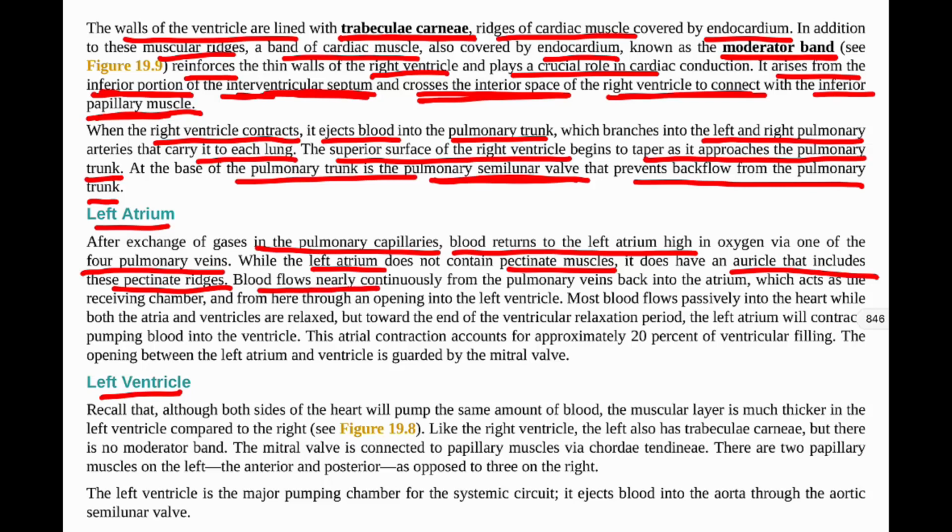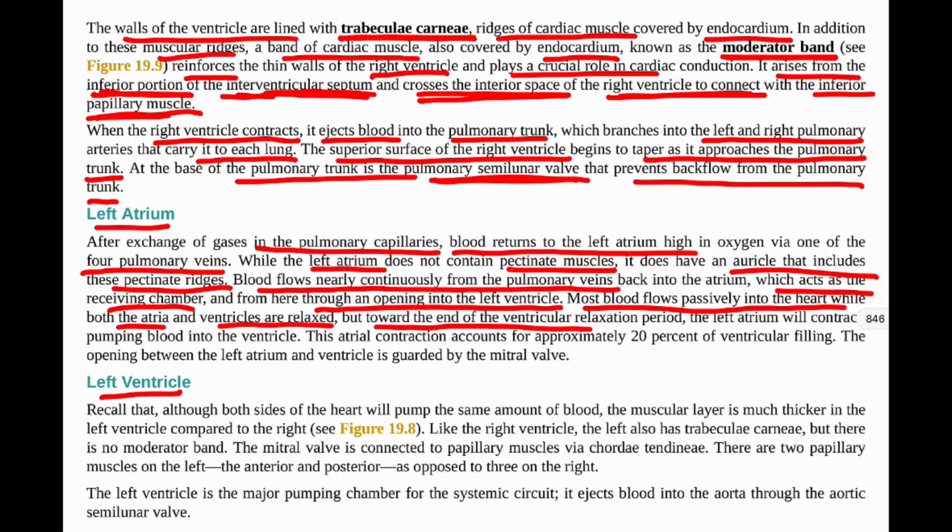So most blood goes passively into the heart while both the atria and ventricles are relaxed, just like we saw on the right side. But toward the end of the ventricular relaxation period, our left atrium will contract, pumping blood into the ventricle, just like we said on the right side. This atrial contraction accounts for about 20% of the ventricular filling. So these contractions of the atria are going to add about 20% blood volume to the ventricles.